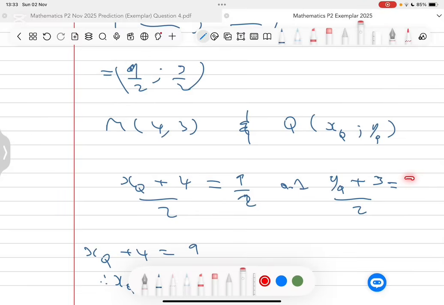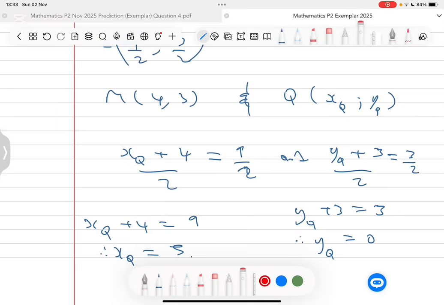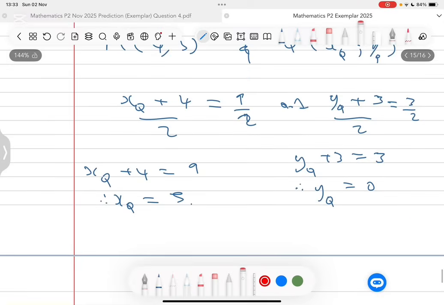So this means I'm going to have here the 3 over 2. And when we solve this, you can see that we're going to have YQ plus 3 equals 3, because again I'm cross multiplying, the 2 and the 2 would cancel, and therefore my YQ would be equal to 0, because when the 3 comes to this side, it's going to be 3 minus 3, and that gives me 0.